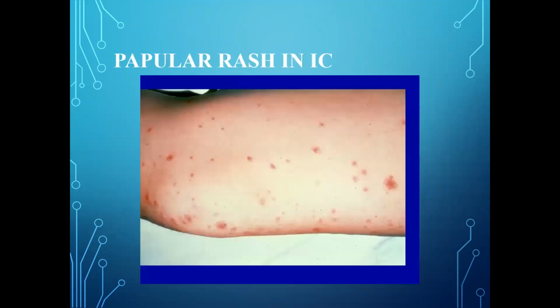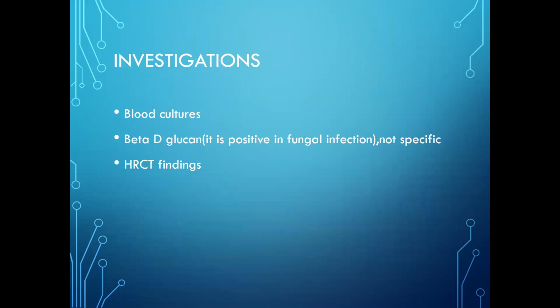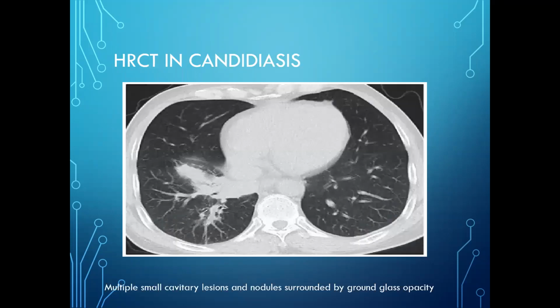I see in this picture oral candida. This is oral candidiasis. Investigation of invasive candidiasis: blood culture. Beta-D-glucan is positive in fungal infections but not specific. And HRCT findings: in HRCT of Candida, the lesions are nodules surrounded by ground glass opacity.